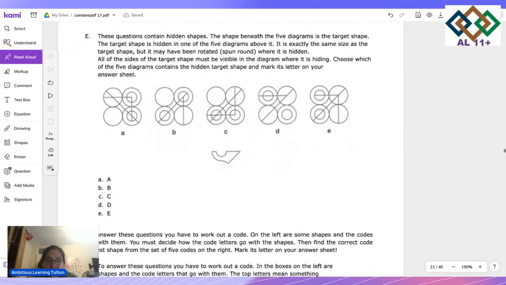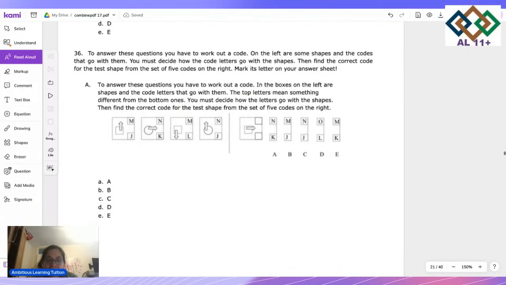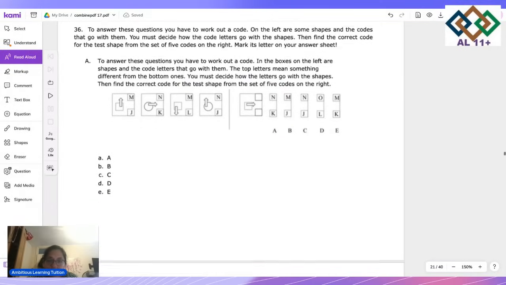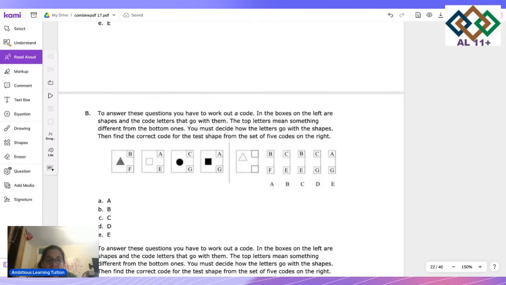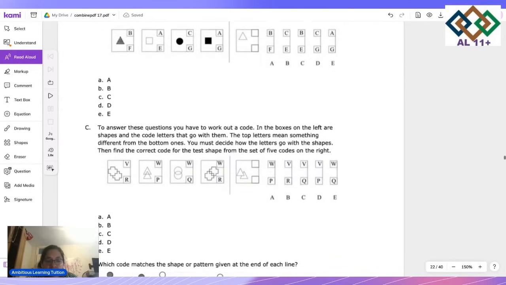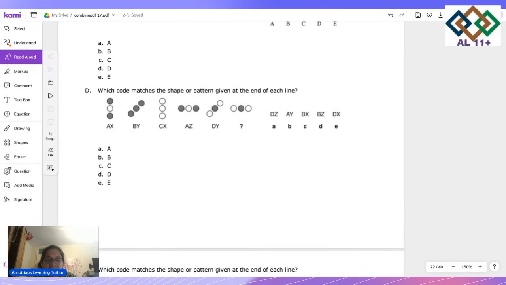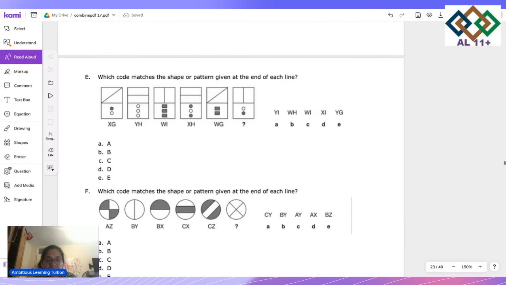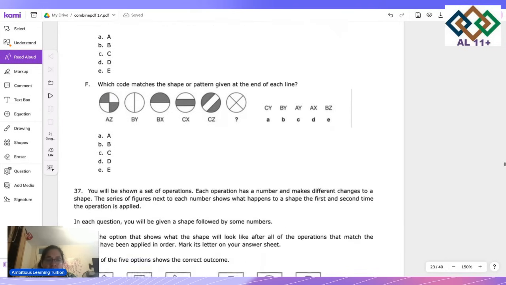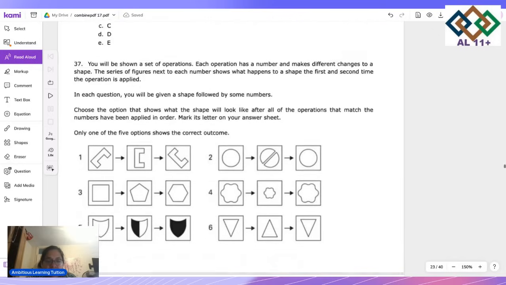The last one is this here. And then you have the codes. Codes are also common in both Kent and Bexley. So you will have to complete the codes. So you can see it's in both of them. You have to complete the codes and find what the codes are.